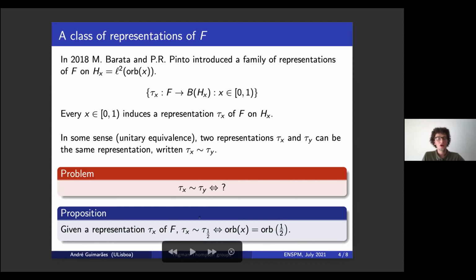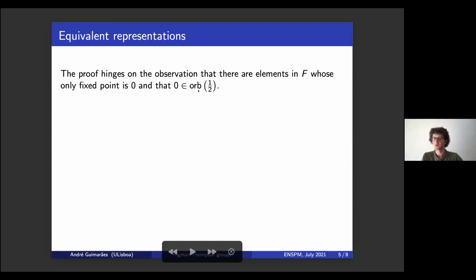How do we know? Well, the proof for this proposition hinges on a very specific observation that there are elements in the Thompson group whose only fixed point is 0, and also on the fact that 0 is an element in the orbit of 1/2. And, well, it's quite easy to see actually that every element in F is going to have 0 as a fixed point. So there's no way to escape from that.